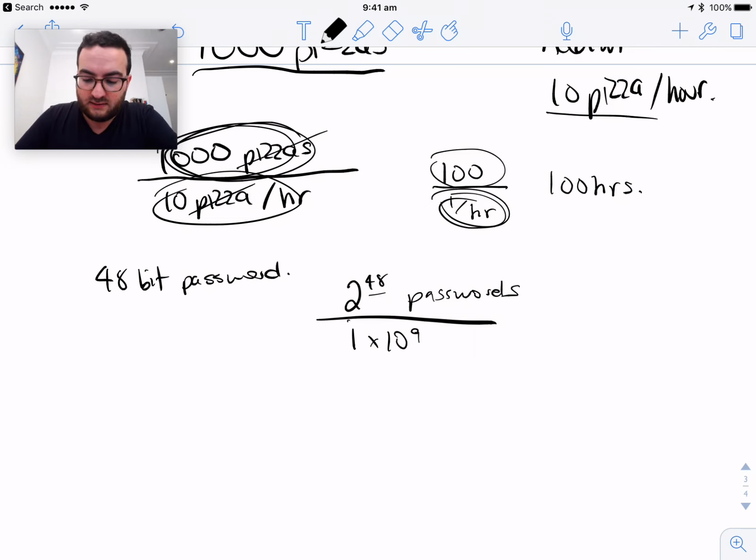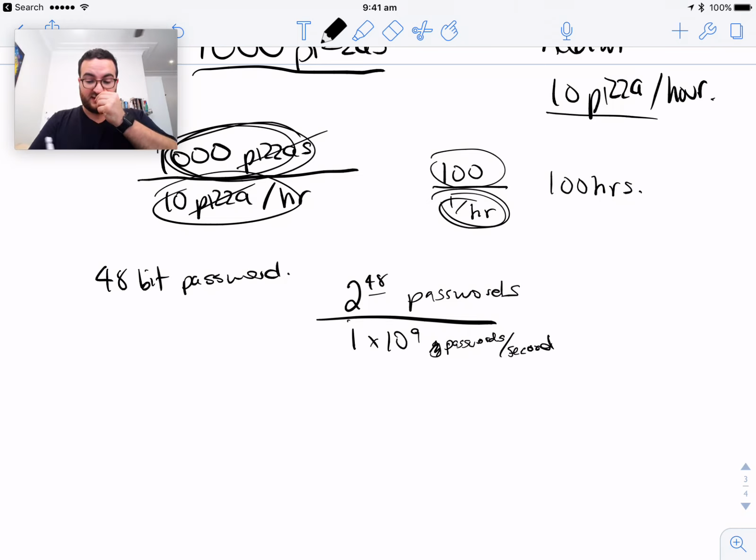And that is how many guesses? So I'm going to write the units: passwords per second. So we can just calculate what that result is, and that will tell me how many seconds it'll take me to guess every single password. So before I do that, I'm just going to convert it to an actual number.